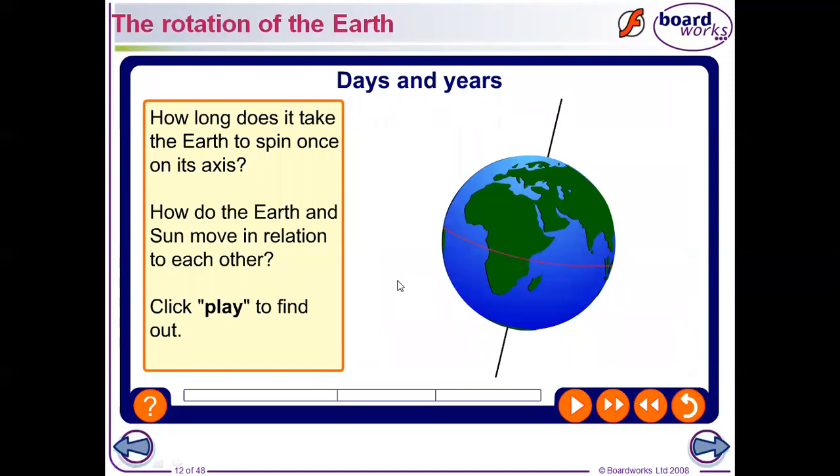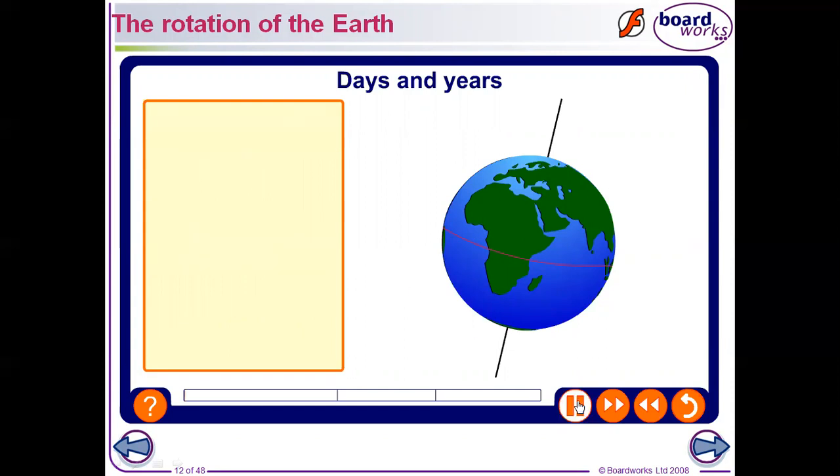Days and years. How long does it take for the Earth to spin once on its axis? I believe you know the answer, right? We've said it before. For the Earth to spin around its axis, it takes just 24 hours. How do the Earth and the Sun move in relation to each other? Okay, while the Earth spins around its axis, it also moves around the Sun, in an orbit. It revolves around the Sun.